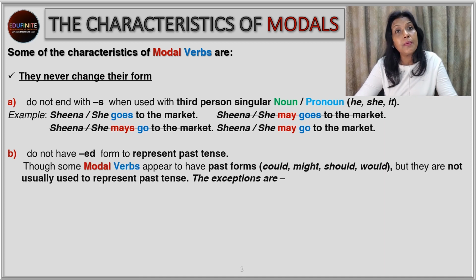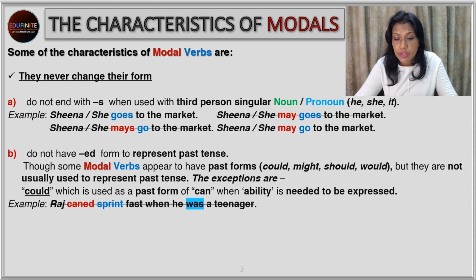Though some modal verbs appear to have past forms, like could for can, might for may, should for shall, would for will, they are not usually used to represent past tense. The exceptions are could and would, of course, that we will come to a little later. Could is used as a past form of can when ability needs to be expressed. So the exceptions over here are could and would, which we use to represent the past form.